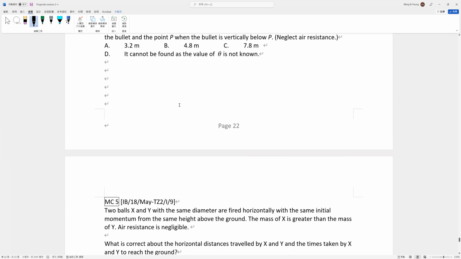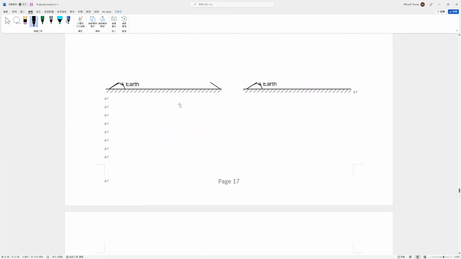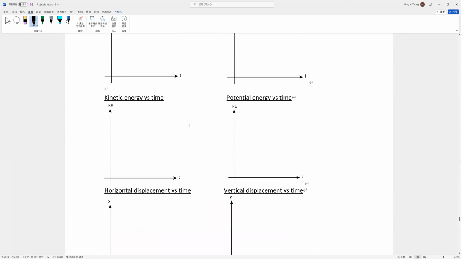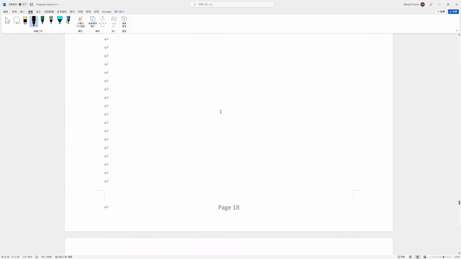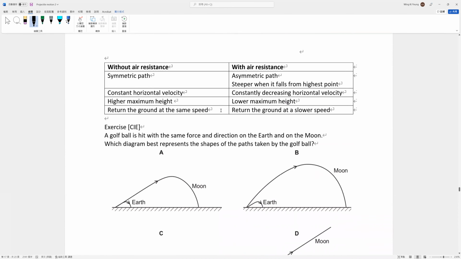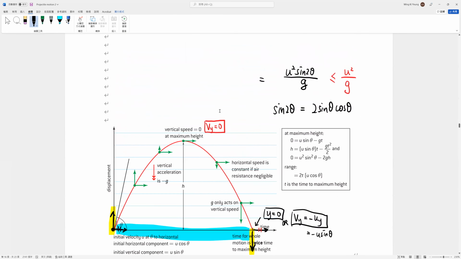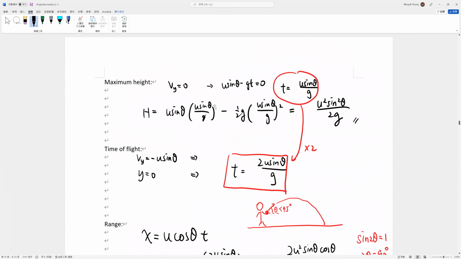Now we have finished the DSE part of projectile motion. We just skipped some of the parts, like drawing the graph and relating the motion with energy. But whatever, we have finished the DSE part. And then in the next session, we'll go on to take a look at some Olympiad questions on projectile motion.